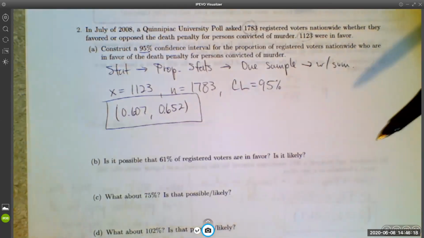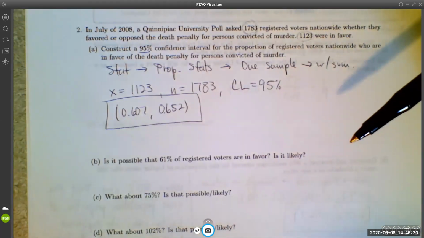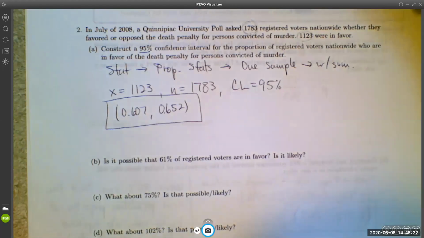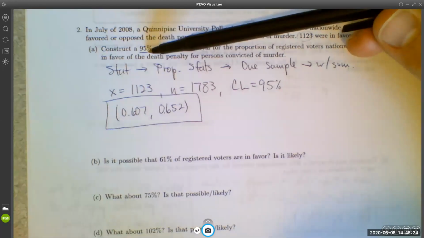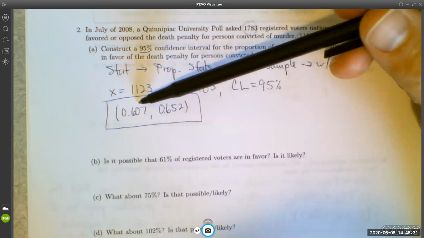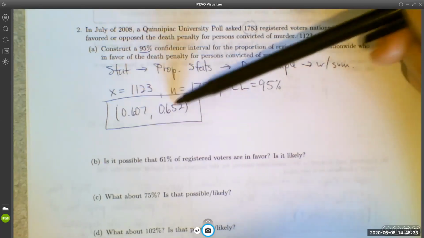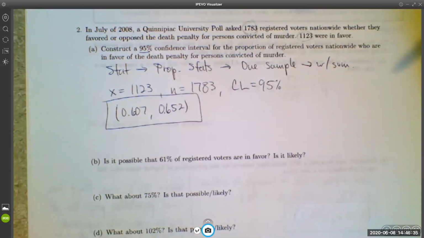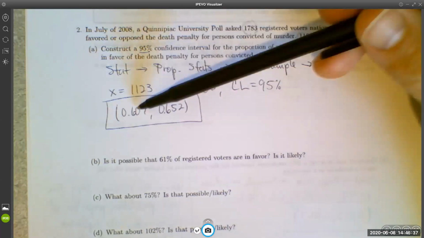I'll give you a verbal interpretation. Just verbally, we're 95% sure that the true population proportion of people in favor of the death penalty is somewhere between 60.7% and 65.2%, right? We're 95% sure it's somewhere between these numbers.